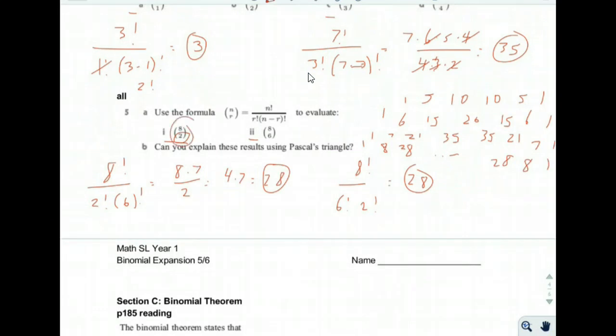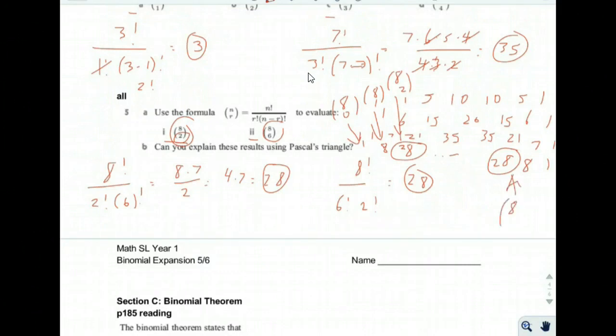So can you explain these results using Pascal's triangle? Yes, because 8 over 2 here gives us this coefficient. And 8 over 6 here gives us this coefficient. Okay? The first coefficient is given by 8 over 0. The second coefficient is given by 8 over 1. The third coefficient is given by 8 over 2. And then the third to last one is given by 8 over 6. The reason why they're the same is because Pascal's triangle is symmetrical. Okay?